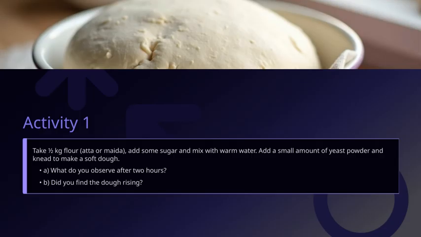So after 2 hours, you'll likely see the dough has expanded or become airy. That's the rising process at work. This is a fundamental concept because it shows how biological activity, yeast in this case, can change the physical properties of the dough, which is essential not just in baking, but in understanding fermentation processes broadly.